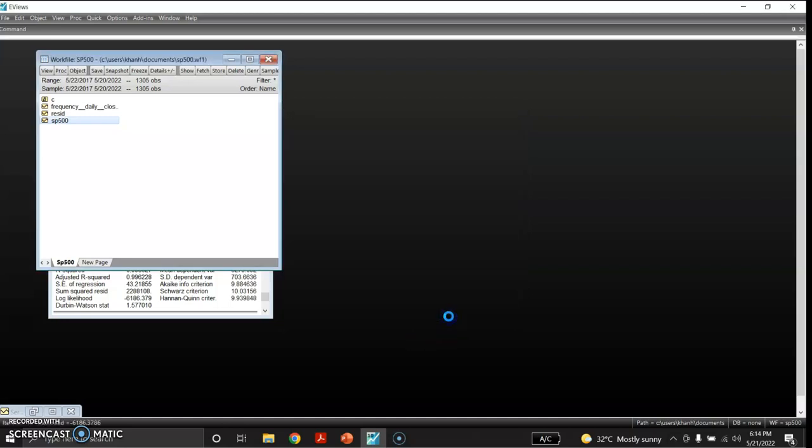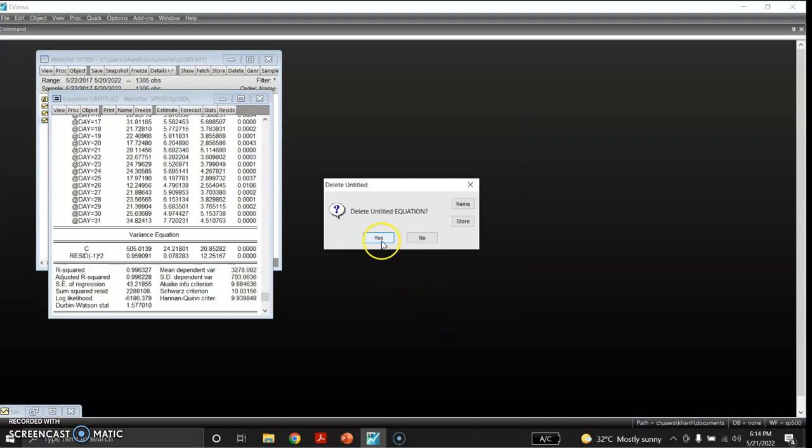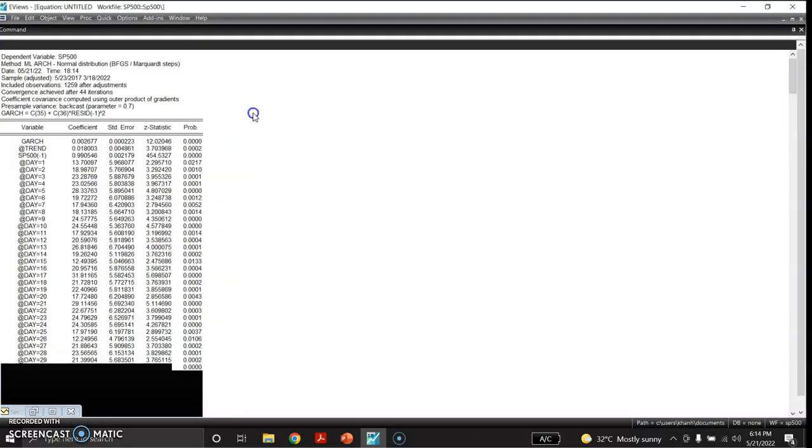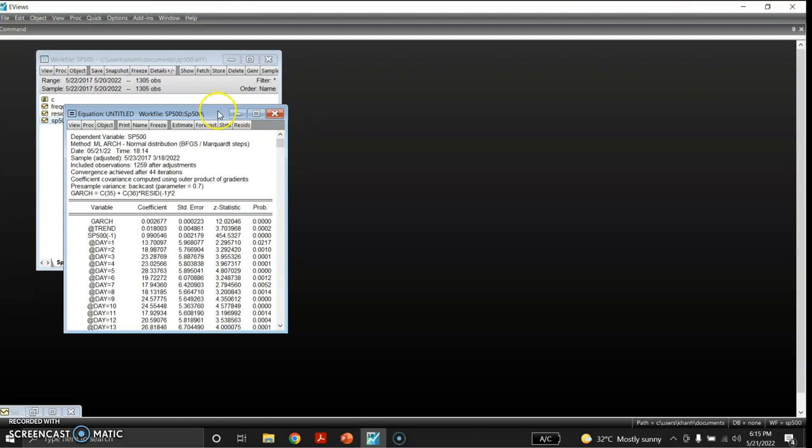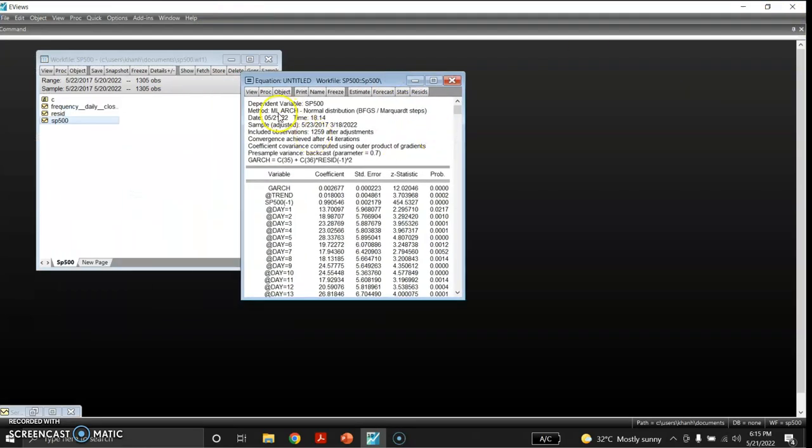So here is my estimated model. You see, this is the maximum likelihood ARCH, and this is the sample adjusted. There are 1259 observations after adjustments, and the lambda parameter value is 0.7, and this is the GARCH equation.